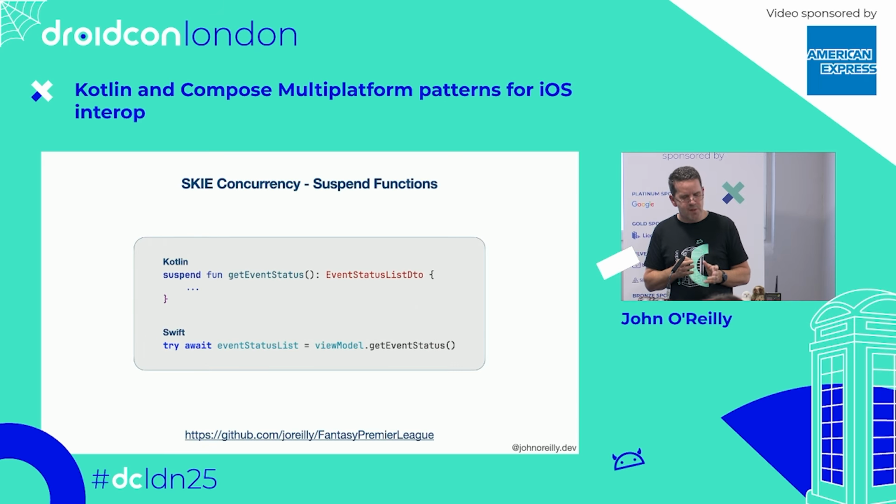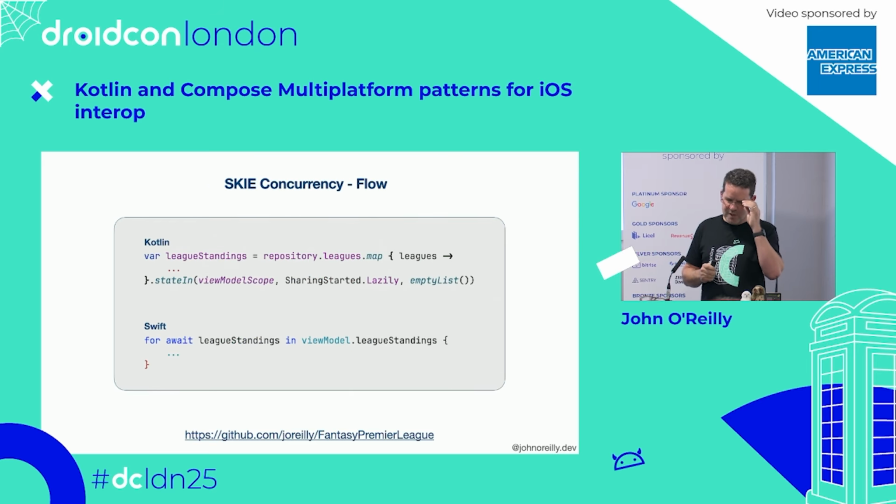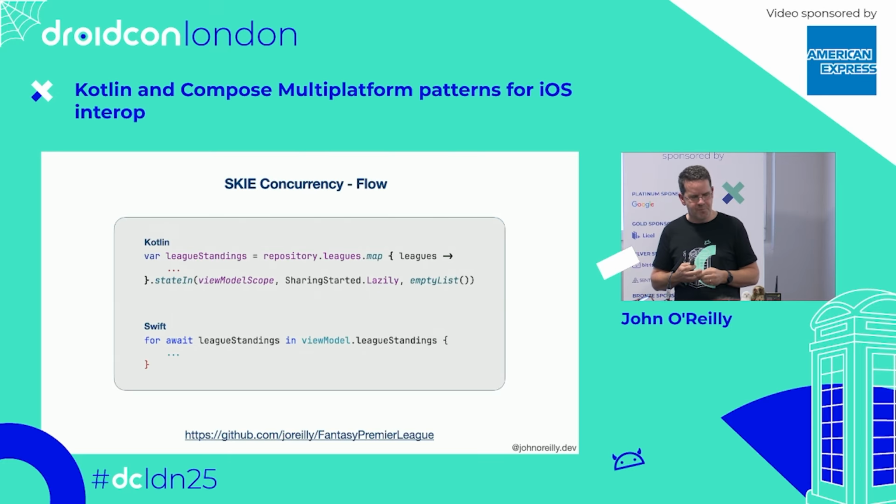As with KMP native coroutines, Sky also supports concurrency interop with Kotlin, showing here again how we'd invoke a Kotlin suspend function from Swift. With the approach that Sky takes using KSP, it can provide a more seamless interaction with Swift, as we can see here, with no additional wrapper functions needed. And likewise for consuming Kotlin flows from Swift. We have a Kotlin state flow shown here, and can use Swift's for await to collect values from it.